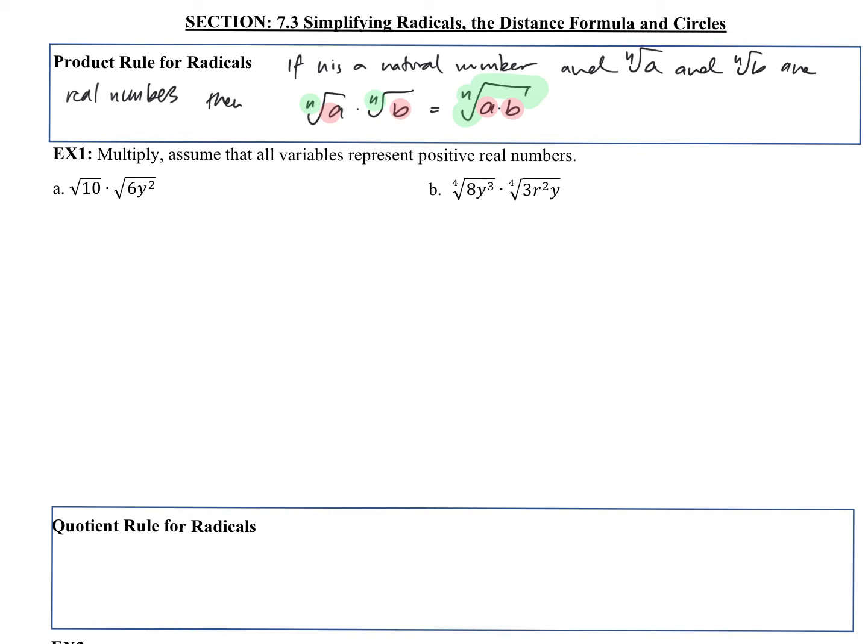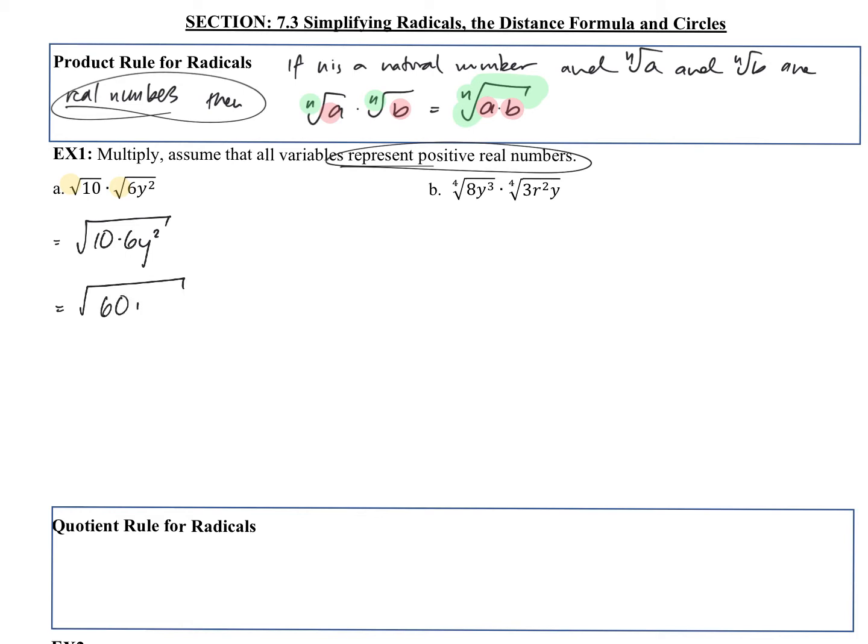So let's take a look at this. Multiply, assume that all variables represent positive real numbers. Why do they say this? Just because that is one of the qualifications. So let's take a look. Do both of these have the same radical? Well, we don't actually see a number, but remember, if we don't see a number, we're allowed to assume it's a square root. So they do, which means I can go ahead and rewrite it as the square root of 10 times 6y squared. And then we always have to check to see if we can simplify.